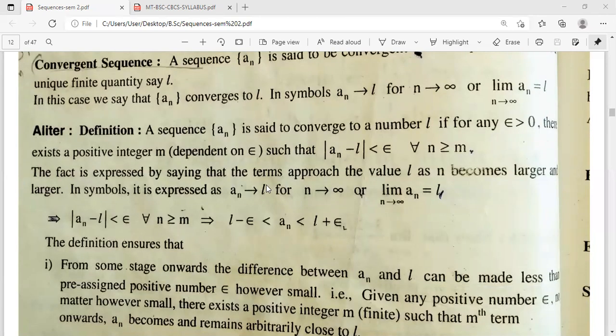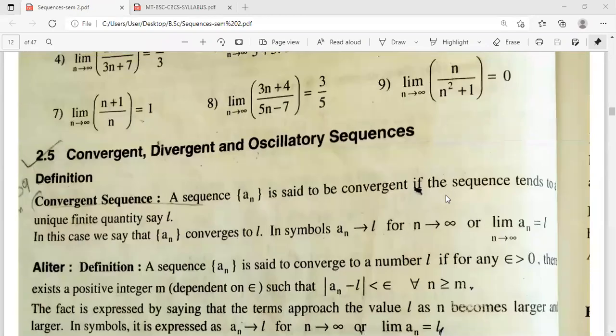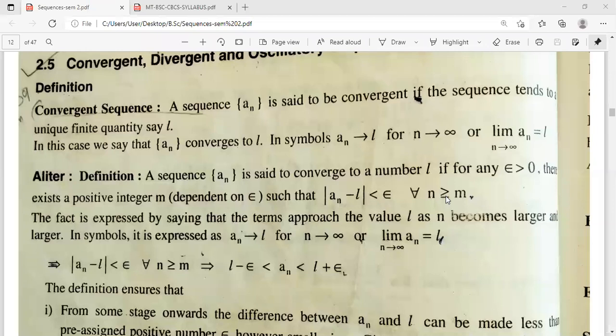Here also you can correlate with the previous one. You see the sequence an is said to converge to L if for any epsilon there is a positive integer m depending on epsilon such that modulus of an minus L is less than epsilon for all n greater than or equal to m. This is the same definition we just used for the limit of the sequence, and we are writing it here. Here you take limit of an as n tends to infinity equal to L, the same you are writing. Provided that, you can write limit an as n tends to infinity equals L. Now this is the same as modulus of an minus L.